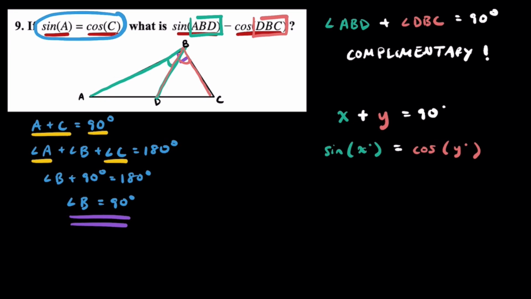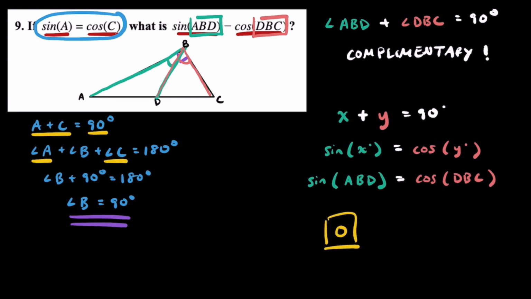Bringing that back to this problem, we can say that sine of this angle ABD must be actually equal to cosine of angle DBC. If sine of ABD is equal to cosine of DBC, then subtracting them means that they must actually equal 0.